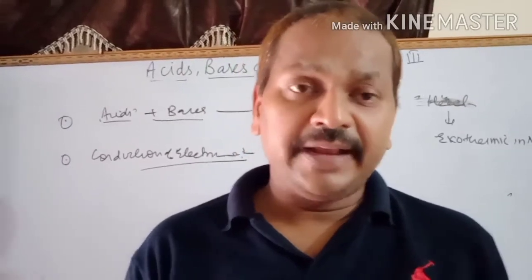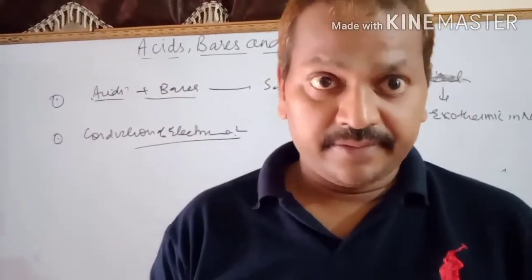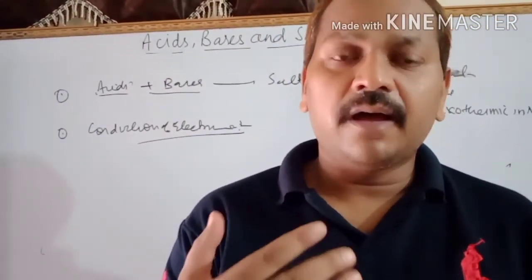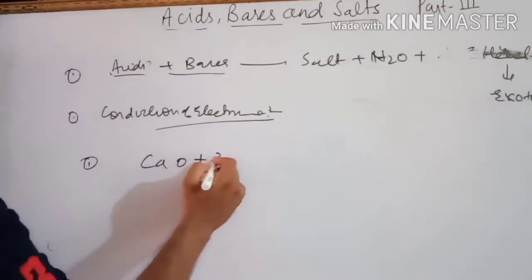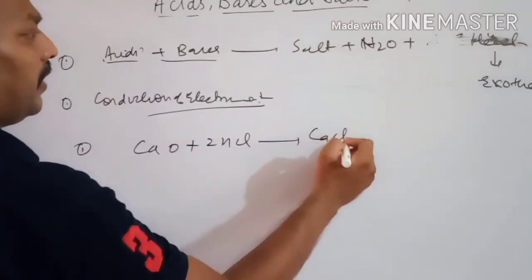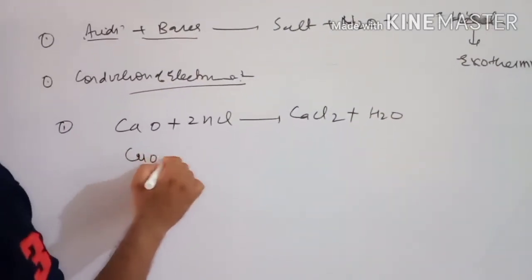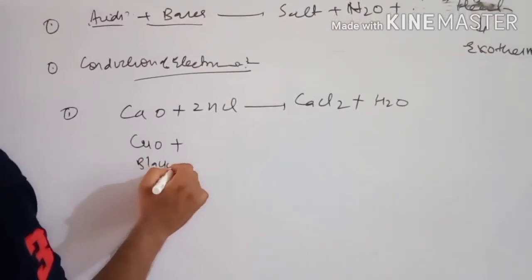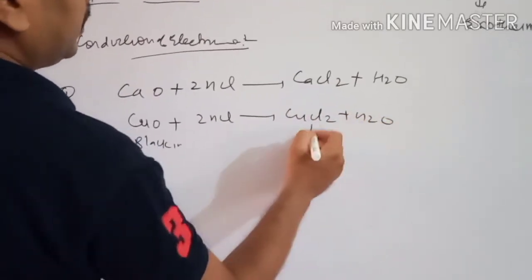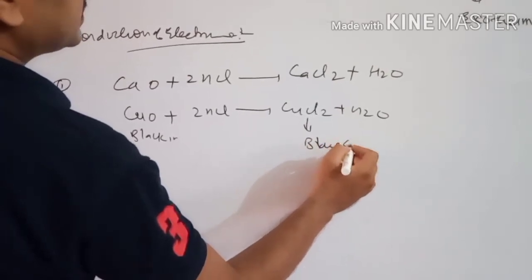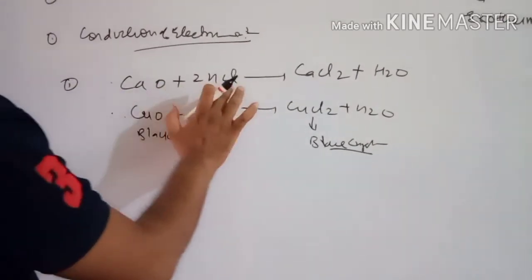Clear? Now we will take up the last property, that is, metal oxide reacting with acid. As we all know, metal oxides are basic oxides. Calcium oxide plus hydrochloric acid gives CaCl2 plus water. Similarly, CuO, copper oxide, which is black in color, reacts with hydrochloric acid to give CuCl2 plus H2O. It is blue in color. So calcium oxide plus 2HCl, this is a reaction.